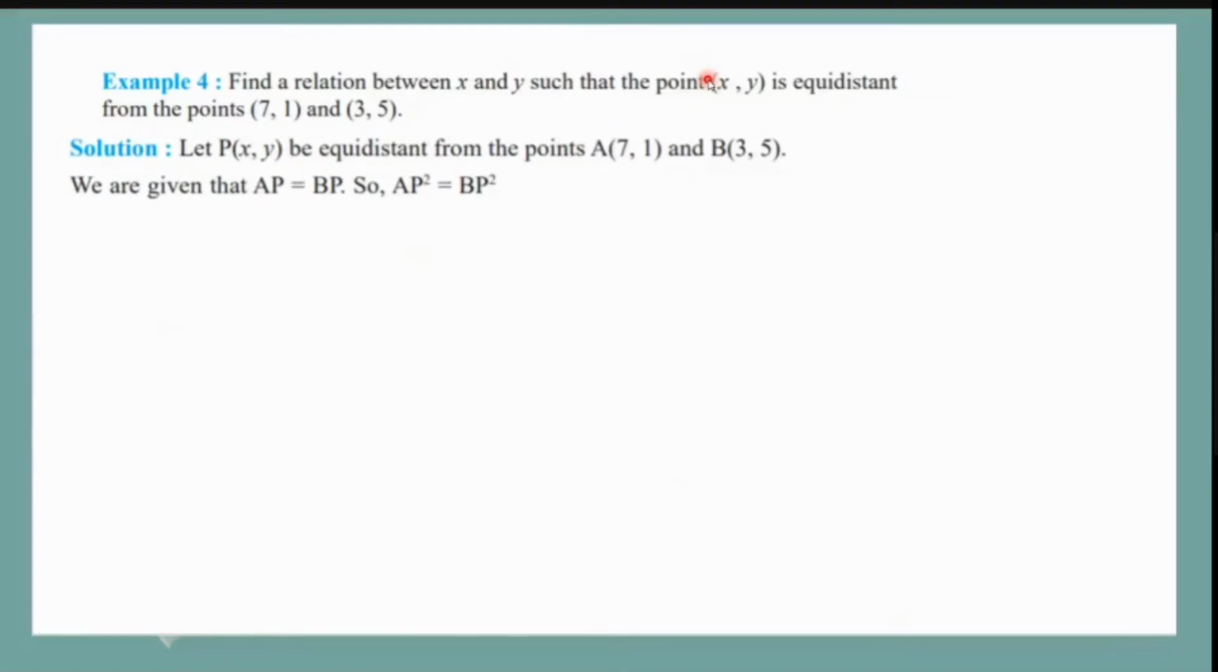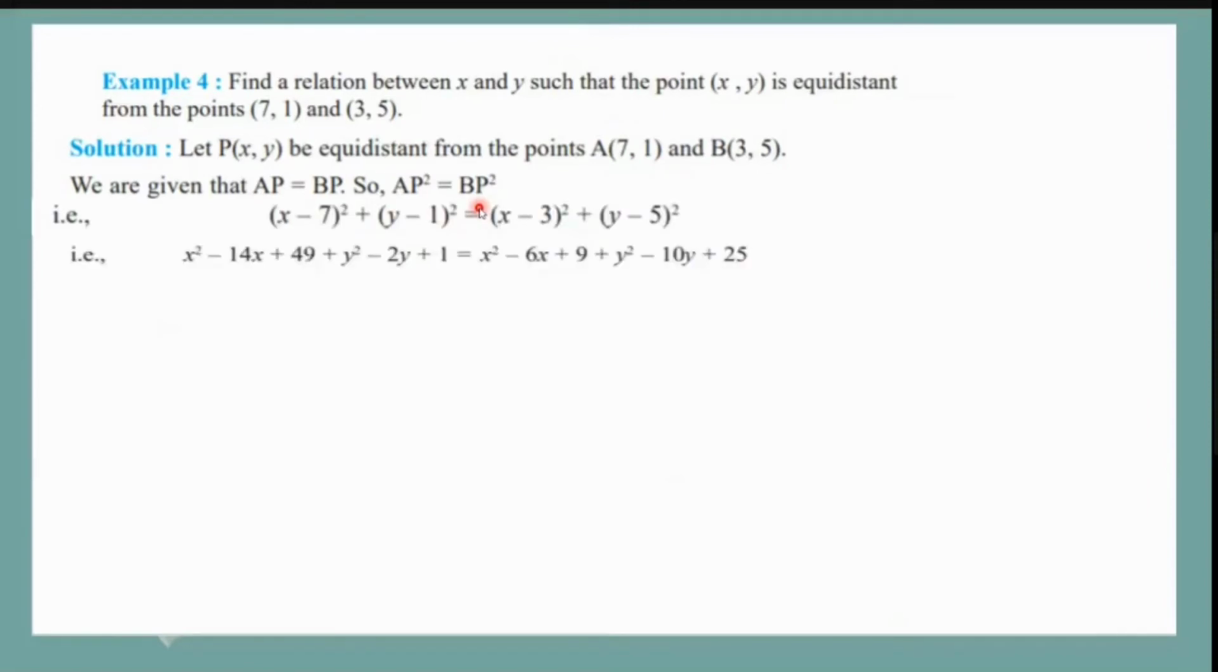I'll put in the values. What will AP square be? (7 minus x) whole square plus (1 minus y) whole square. In exactly the same way, BP square will be equal to (3 minus x) whole square plus (5 minus y) whole square. They both are equal. I'll solve and simplify it, and I'll get the relationship between x and y, which comes out to be x minus y is equal to 2.